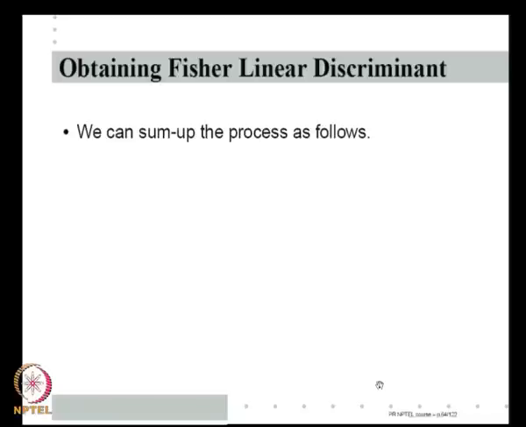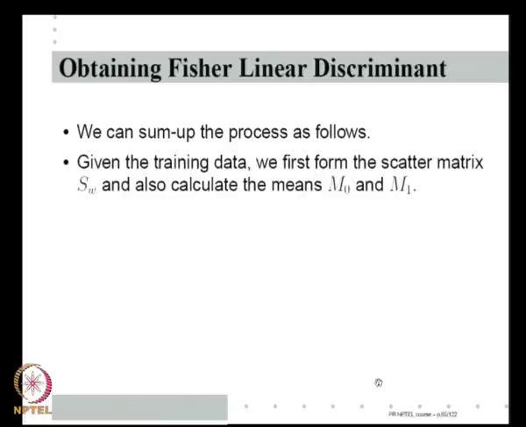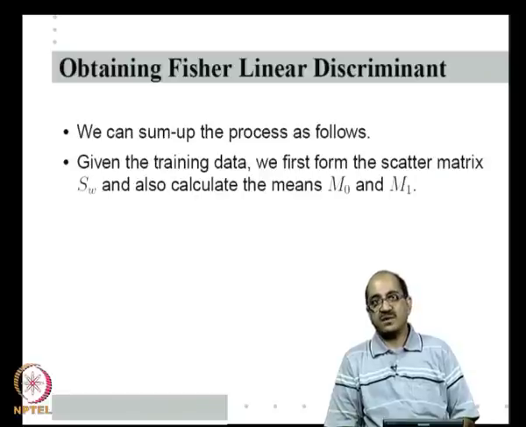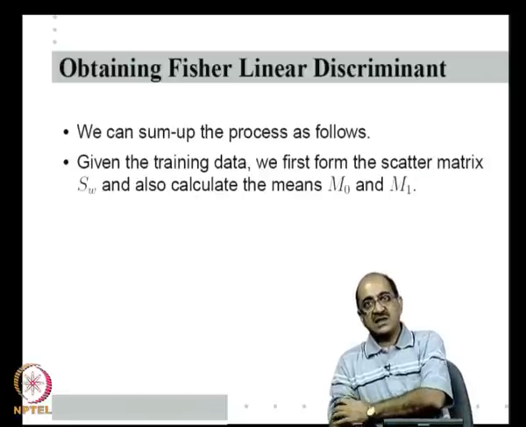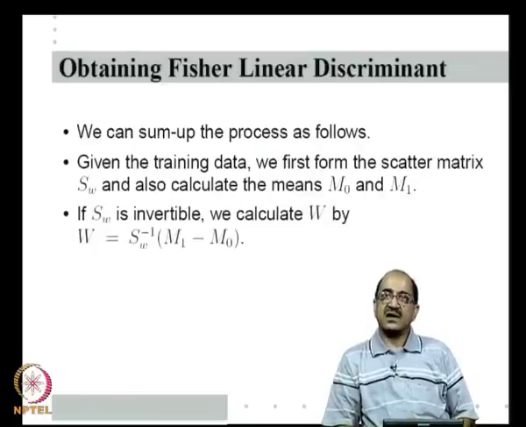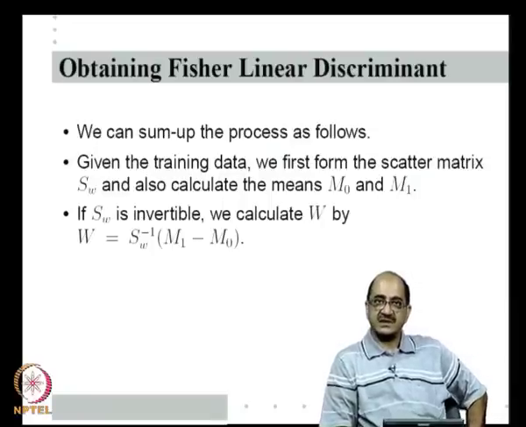So, let us sum up how we obtain Fisher linear discriminant. We are given data. Given the data, we first form the scatter matrix SW and also calculate the means M0 and M1. Once the within class scatter matrix SW is invertible, I can directly find W. If SW is invertible, you can calculate W by SW inverse times (M1 minus M0). That is the Fisher linear discriminant direction, or it is the normal to the hyperplane classifier given by the Fisher linear discriminant.